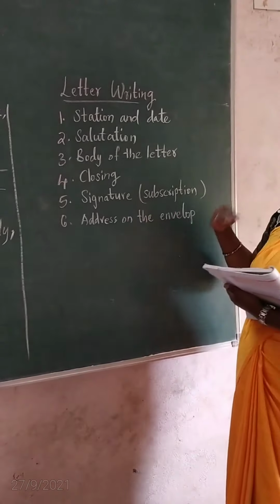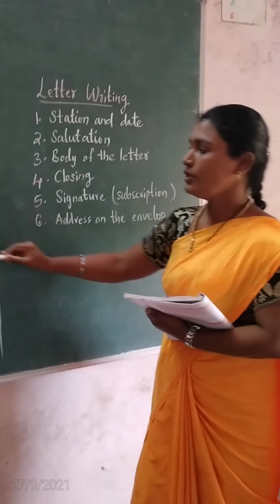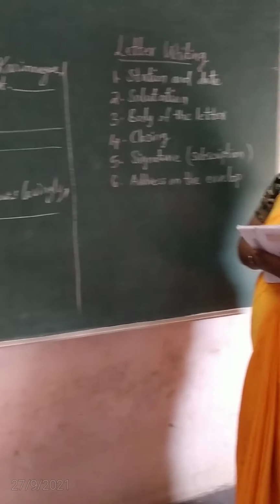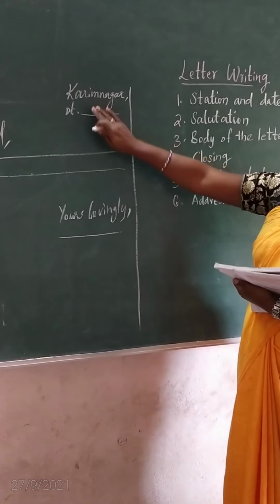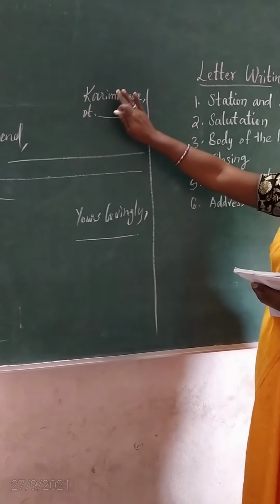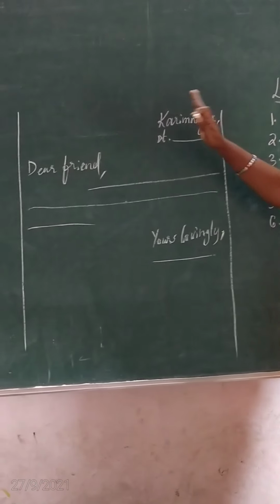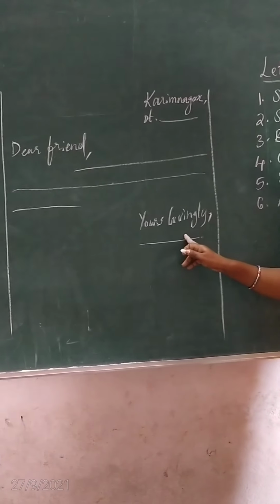And then signature. The signature is also called subscription, children. So what is this? Your name. The name is considered as signature. And you have written the letter now. From where you are, you write station and date, your place and address, as the first thing. And then to whom you are writing, what you are writing, who is writing.